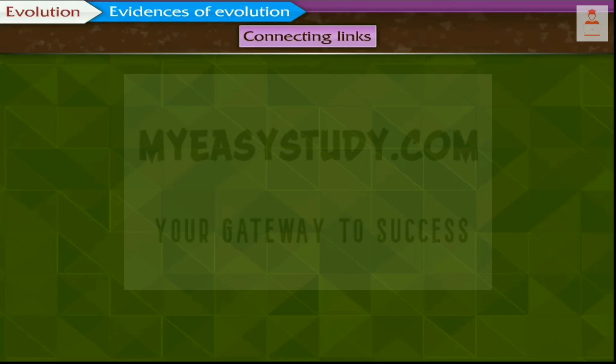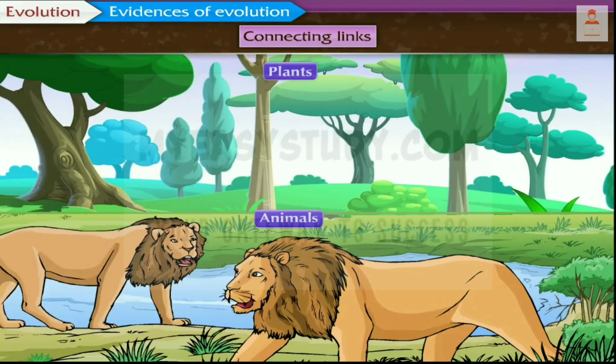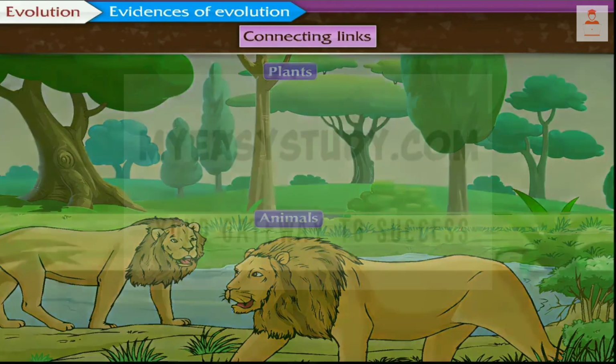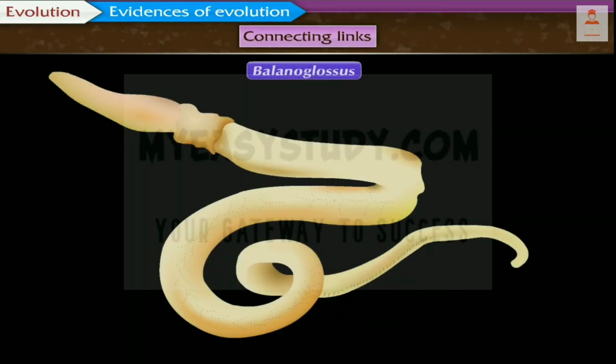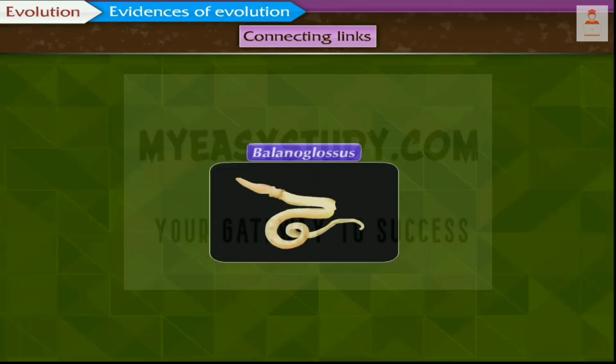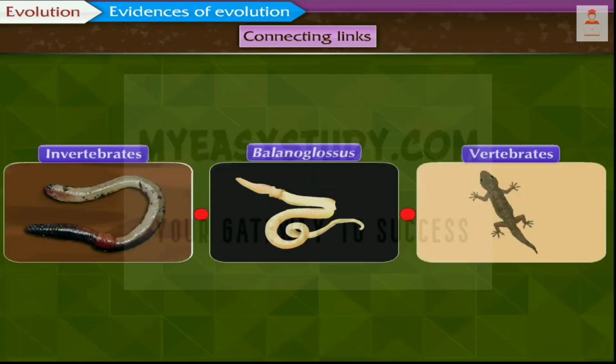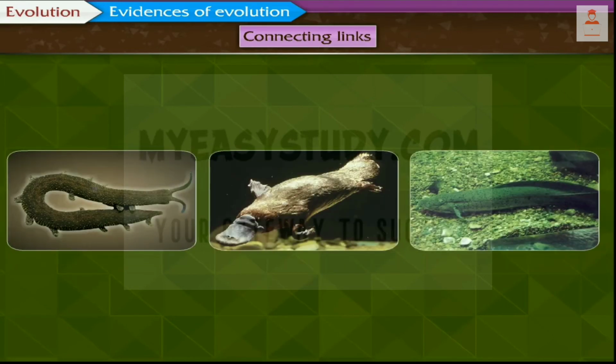Connecting links. Every plant and animal shows some unique characteristics. However, some plants and animals show some morphological characters by which they can be related to two different groups. Hence, they are called connecting links. Some images are shown over here. Come, let us observe these images one by one.